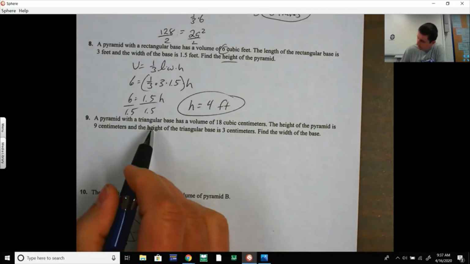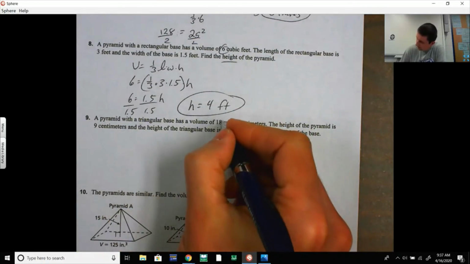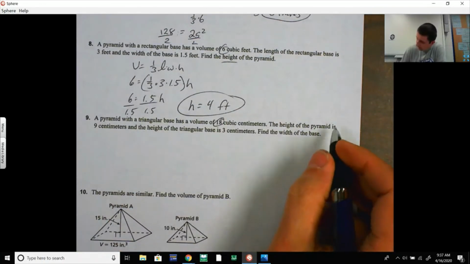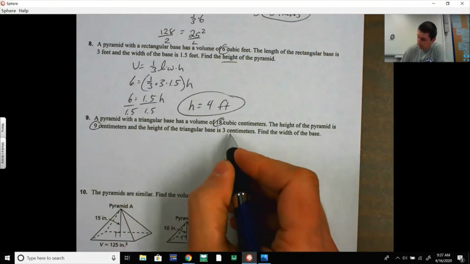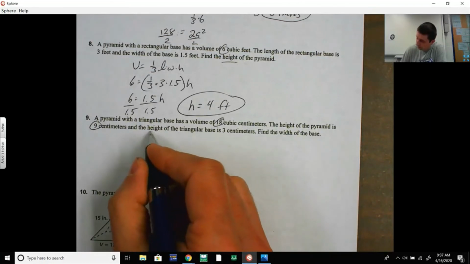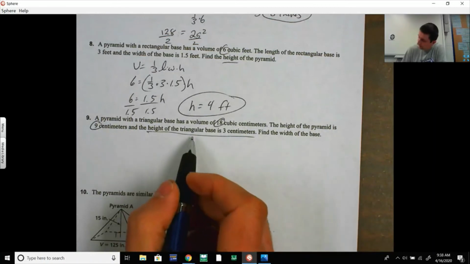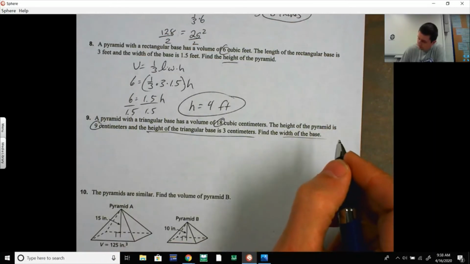A pyramid with a triangular base has a volume of 18. The height of the pyramid is 9, and the height of the triangular base is 3 centimeters. Remember, you have height showing up twice. Find the width of the base.